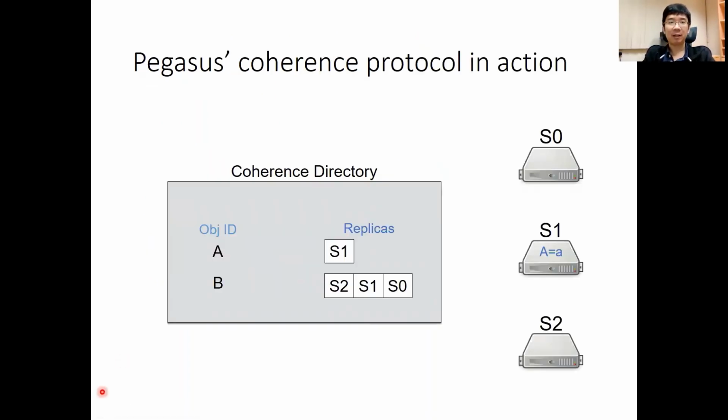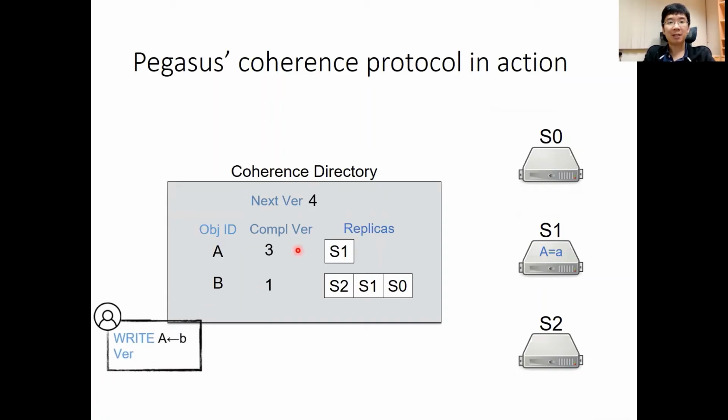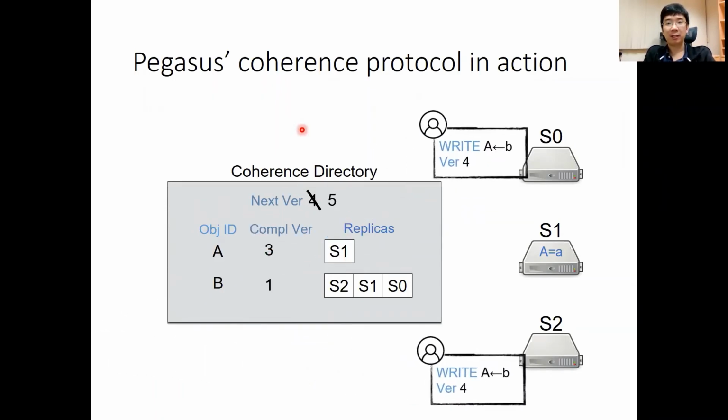More concretely, we augment the coherence directory with two sets of version numbers, a single next version number and one completed version number for each replicated object. When the write request reaches the switch, the directory writes the next version number into the packet header and increments the number on the switch. Then the switch selects servers with spare capacity to forward the request to, in this case, S0 and S2.